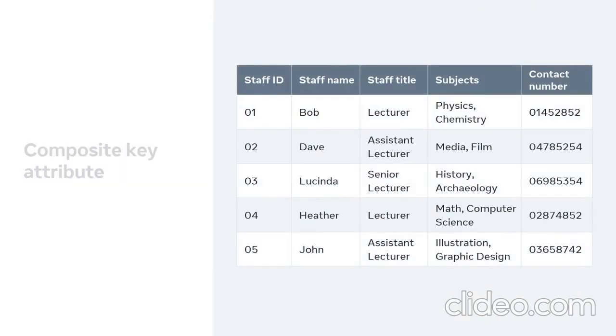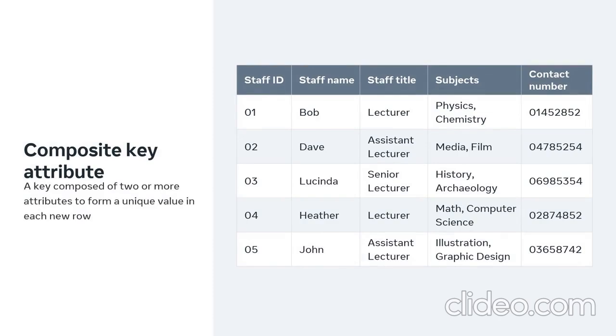A composite key is a key that is composed of two or more attributes to form a unique value in each new row. In the staff table, an example of a composite key is a combination of the staff name and staff title, assuming that there isn't another instance of the same combination elsewhere in the table. A composite key is usually considered when a single attribute key can't be identified.